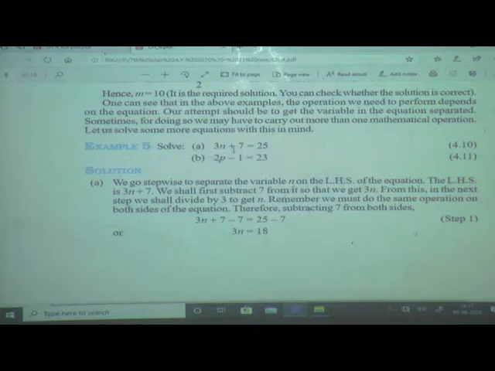Here we have plus 7. What should be done? We have to subtract 7 on both sides, that is the LHS and RHS. While subtracting on both sides, you will get the value of n. Just I will show you how we have to write the steps here.